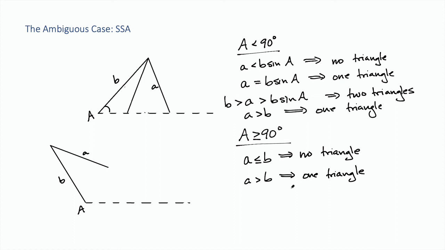So hopefully you can see now why this is called the ambiguous case. There are these six different possible types of results that can come from knowing two adjacent sides and an angle opposite one of those.